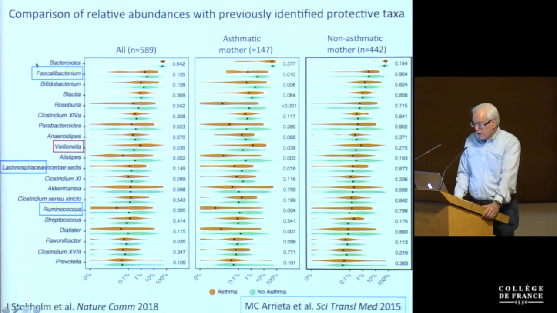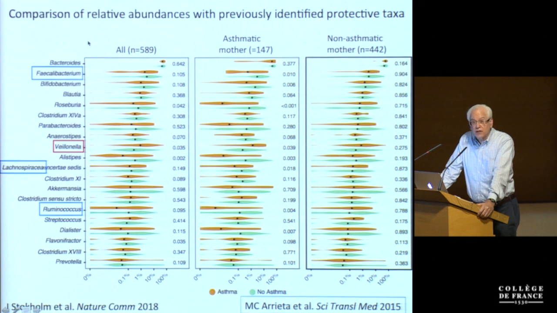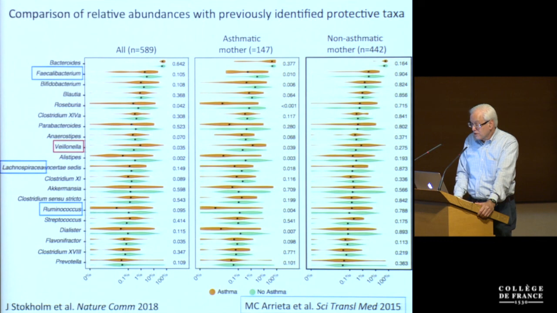But I want to point out that Brett and his colleagues had done a very similar study in British Columbia, and they identified 4 taxa that were associated with protection against the development of asthma. We detected 3 out of the 4 from there. So there's high concordance between these 2 studies, suggesting that the nature of the microbiota is a predictor of which children are going to get asthma in this group whose mothers are asthmatic.